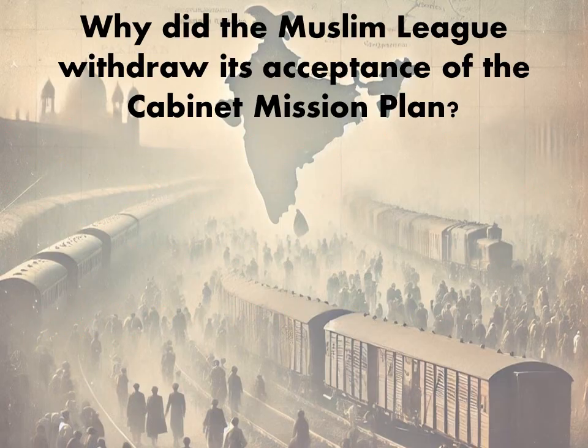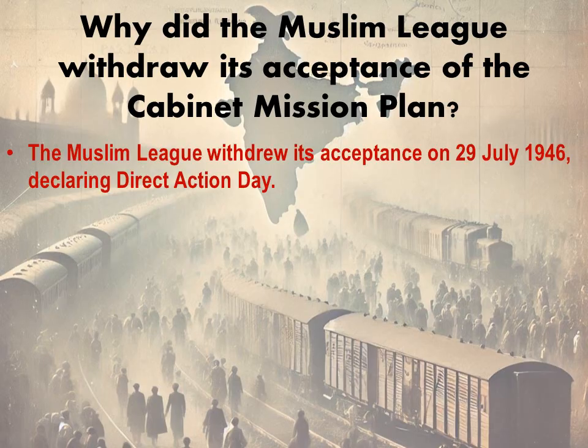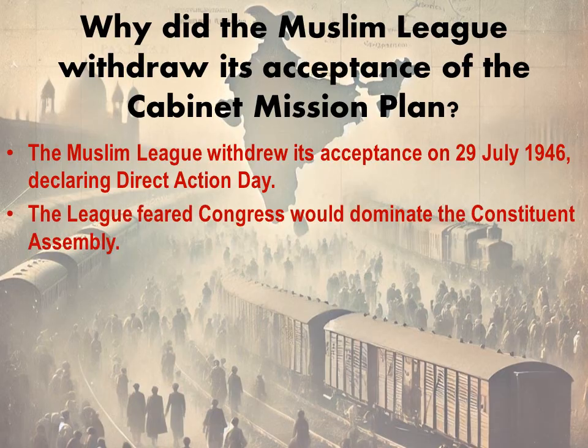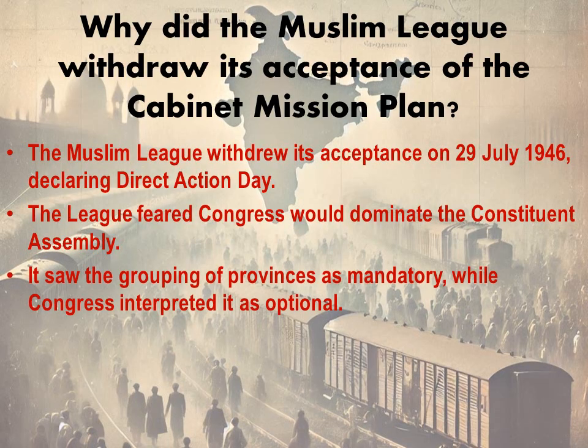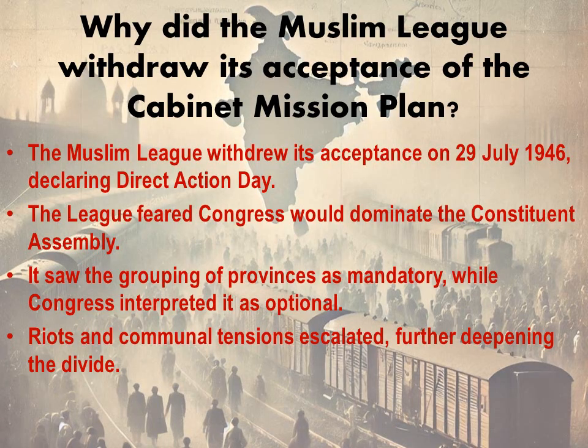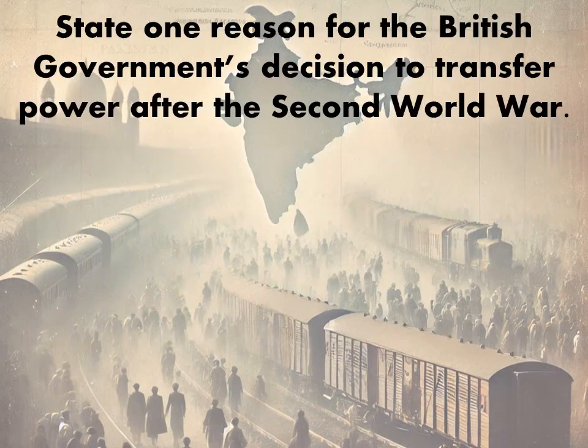Why did the Muslim League withdraw its acceptance of the Cabinet Mission Plan? The Muslim League withdrew its acceptance on 29th July 1946, declaring Direct Action Day. The League feared Congress would dominate the Constituent Assembly. It saw the grouping of provinces as mandatory, while Congress interpreted it as optional. Riots and communal tensions escalated, further deepening the divide.